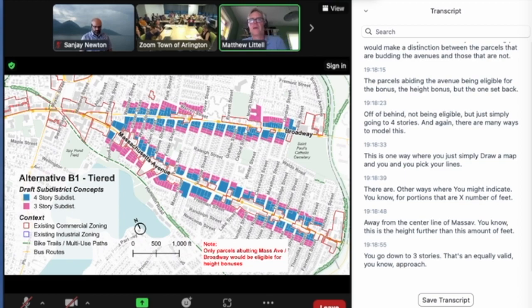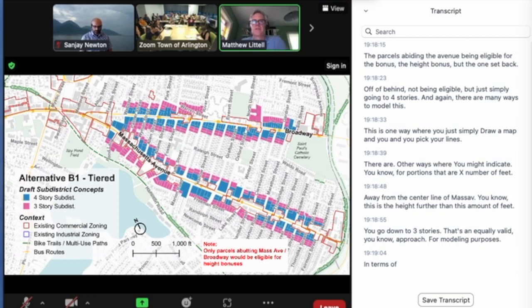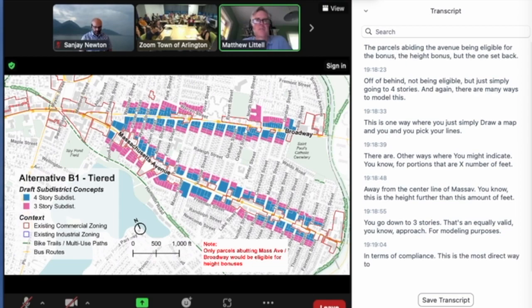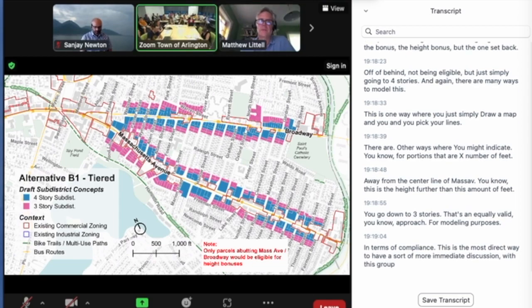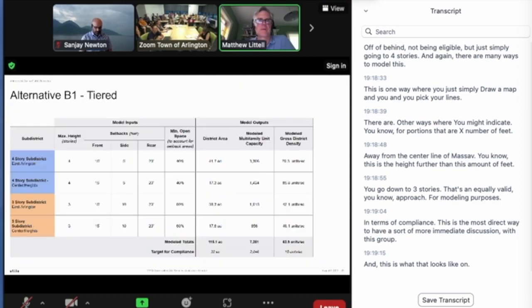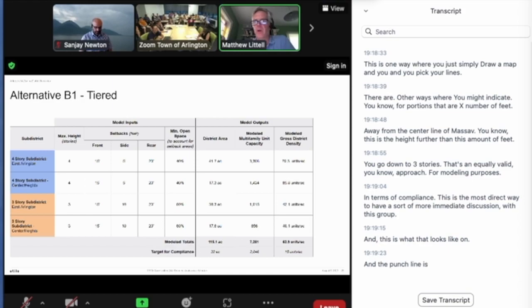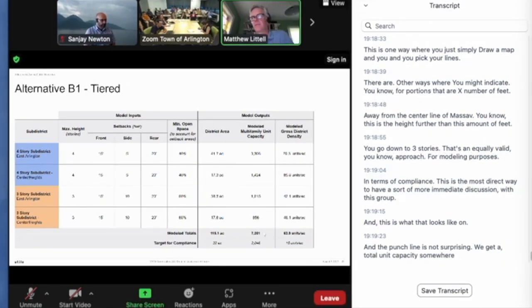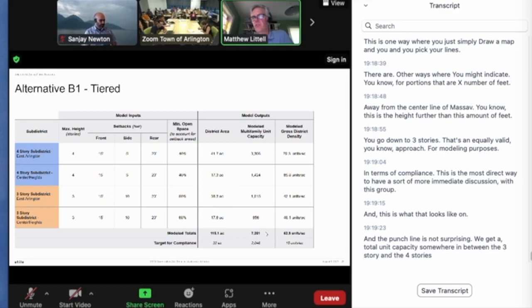For modeling purposes, in terms of compliance, this is the most direct way to have a more immediate discussion with this group. And this is what that looks like on Mass Ave. And the punchline is not surprising. We get a total unit capacity between the 3-story and the 4-story version.